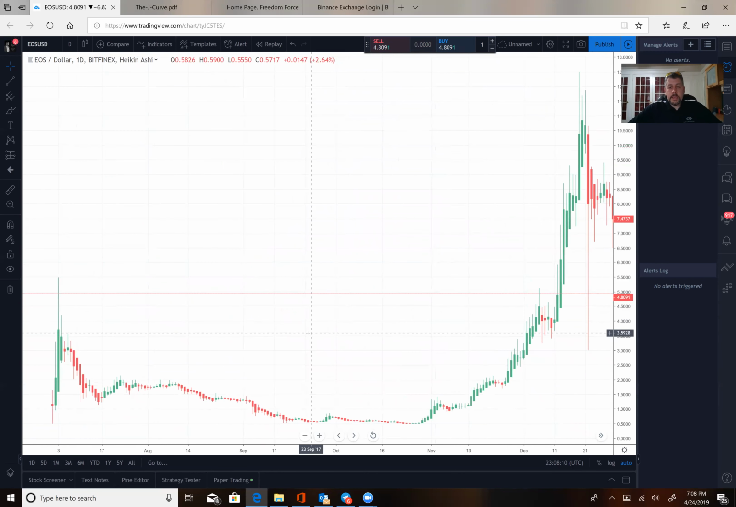All right, so this looks like a J, right? It's an ugly J, but essentially it is a J. You've got your high point over here. It comes down before it spikes up and makes big profits, right?